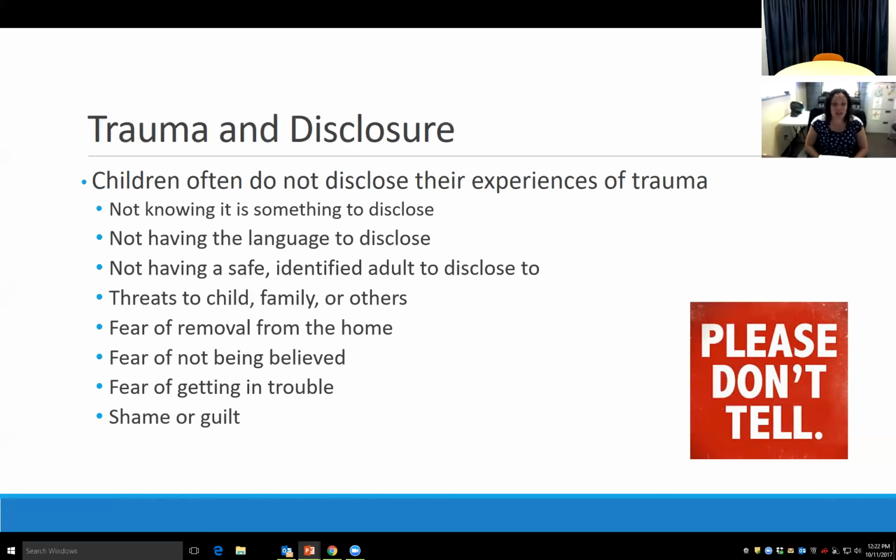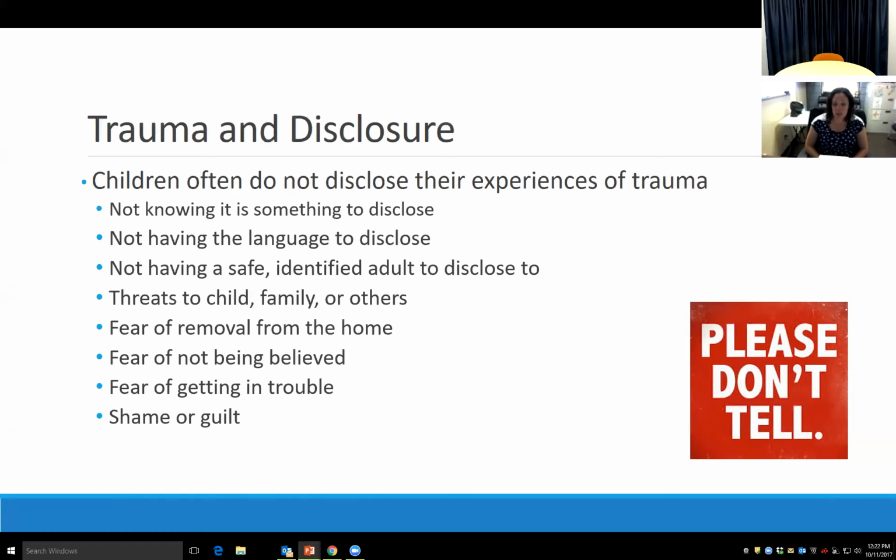Sometimes there have been direct threats made to the child. They perhaps have been told, don't tell, this stays within the family, or this stays between you and me. And if you tell, X, Y, and Z will happen. So sometimes the child has been threatened not to tell, either threats to themselves, to their family, or to others. If a child is aware of the system, or perhaps has been told about how it works, they may be fearful that they're going to be removed from their home. They may have been told CYFD is going to come, or mommy's going to get taken away if you tell anyone. So that's a real fear.